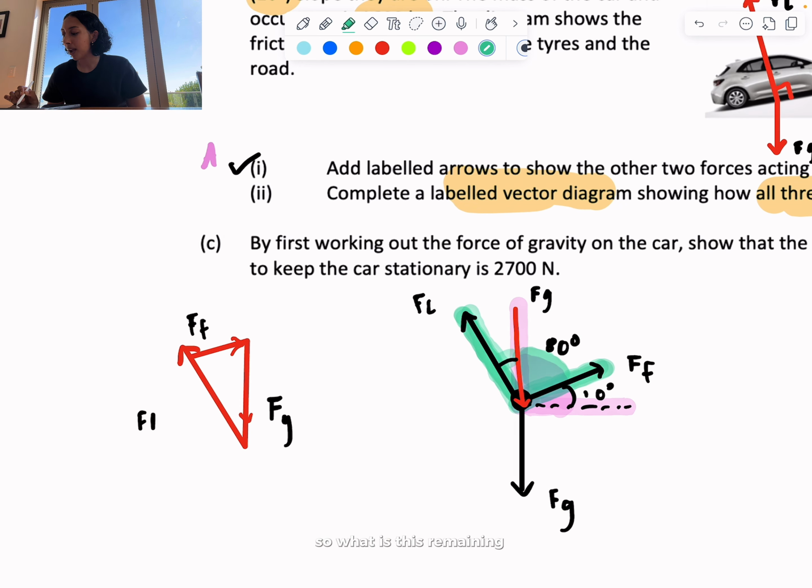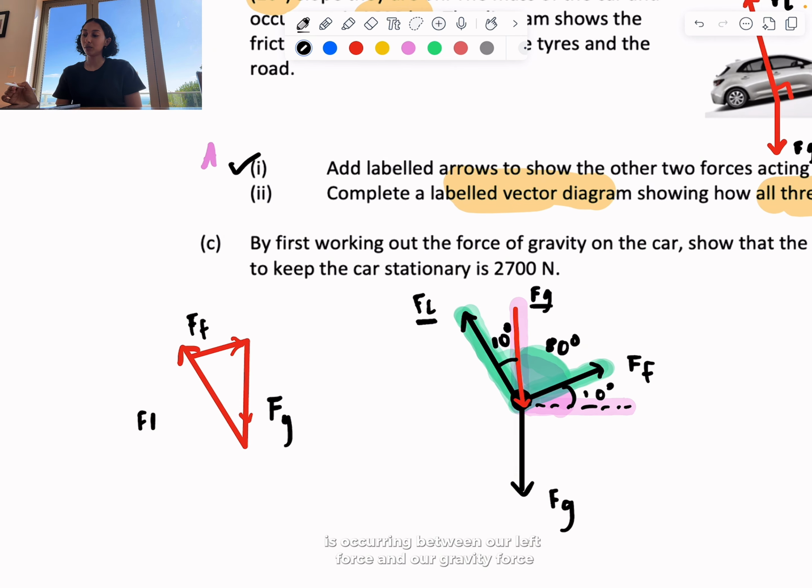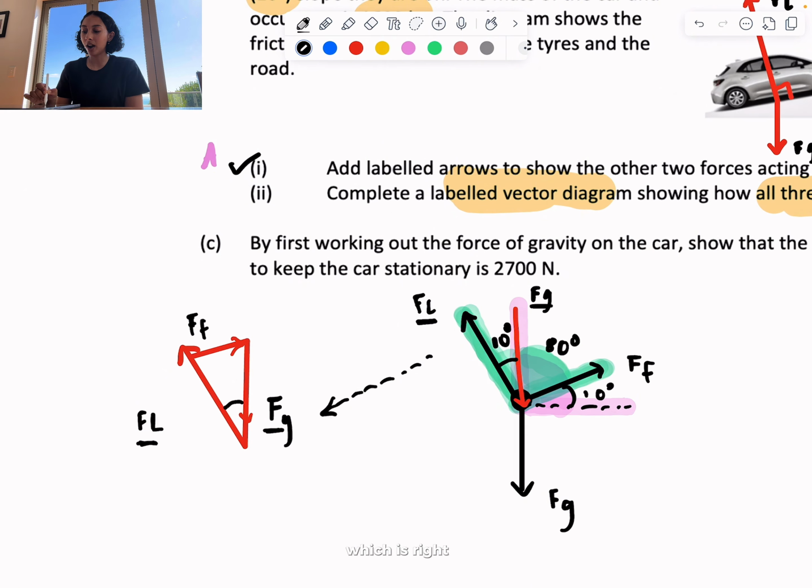So what is this remaining angle going to be? Okay, so 80 out of the 90 degrees is made up between FG and FF. What is left over? Well, it's going to be 10 degrees. So as we can see from this method, we know that the 10-degree angle is occurring between our lift force and our gravity force. So if we look back at our diagram over here, we can add that 10 degrees between our lift force and our gravity force vector, which is right over here.